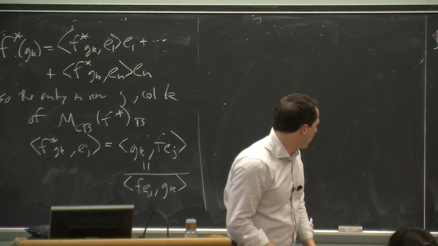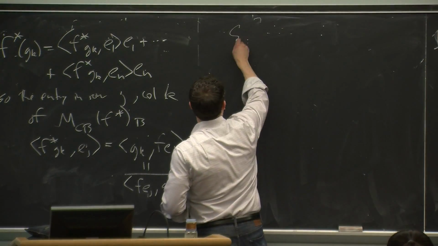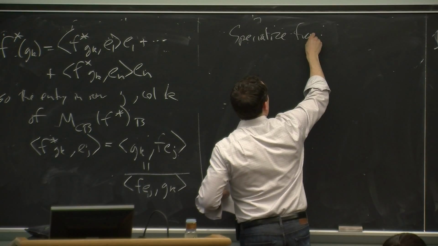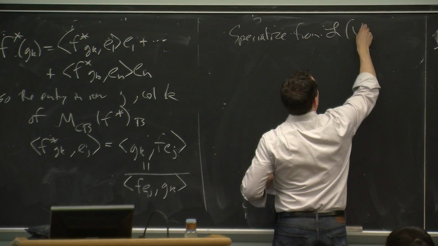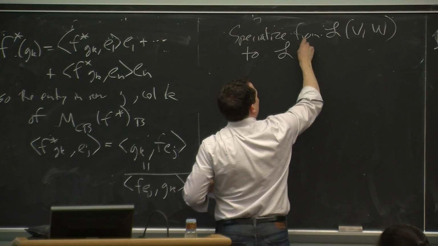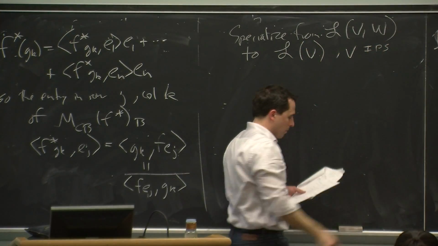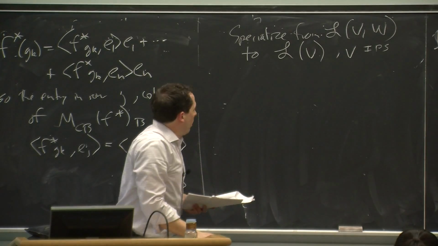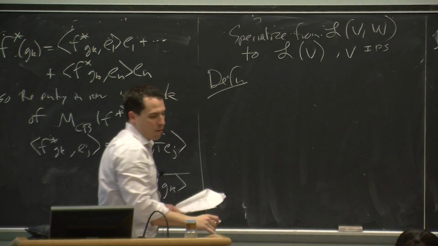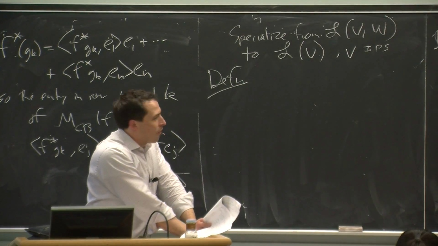Okay, so now we're actually getting into the next chapter, and we're going to specialize from considering linear operators connecting two spaces, linear transformations, to linear operators on a single inner product space. And the reason to do that is that we can now talk about things like the identity, which are their own adjoints.